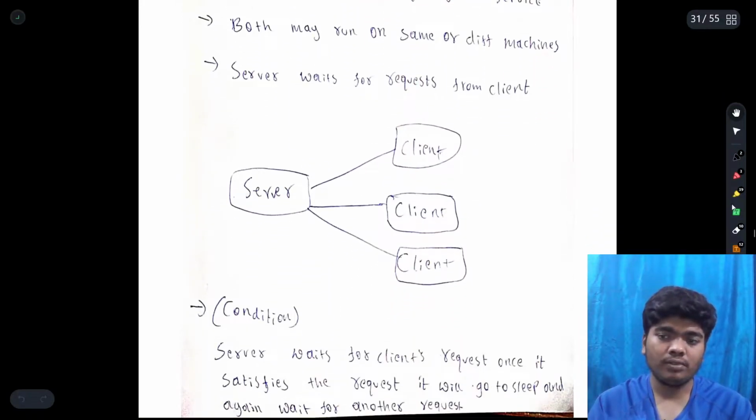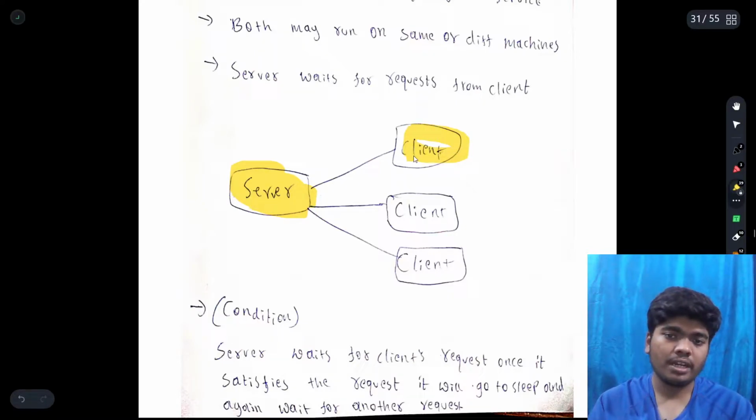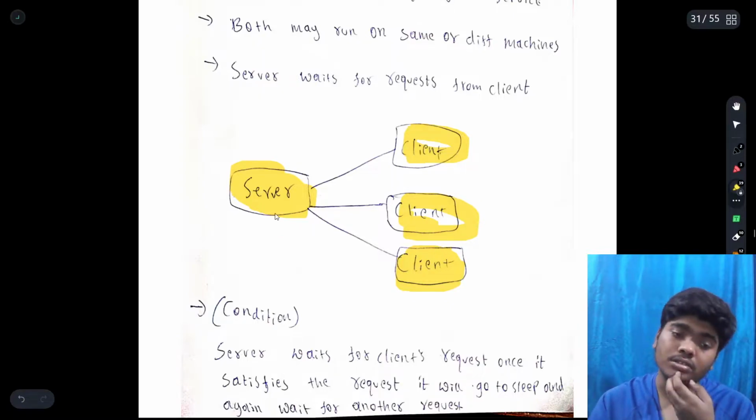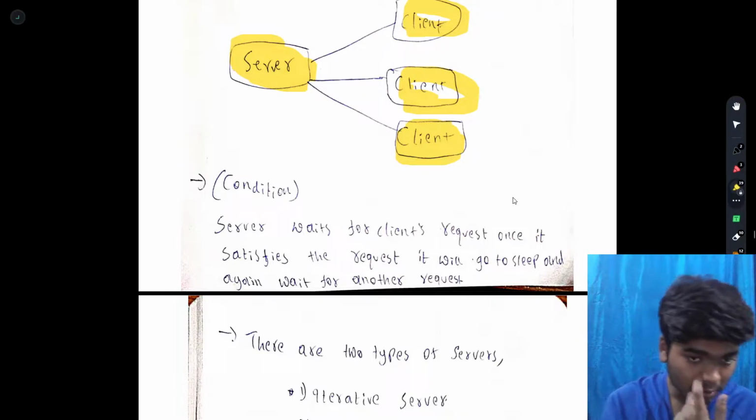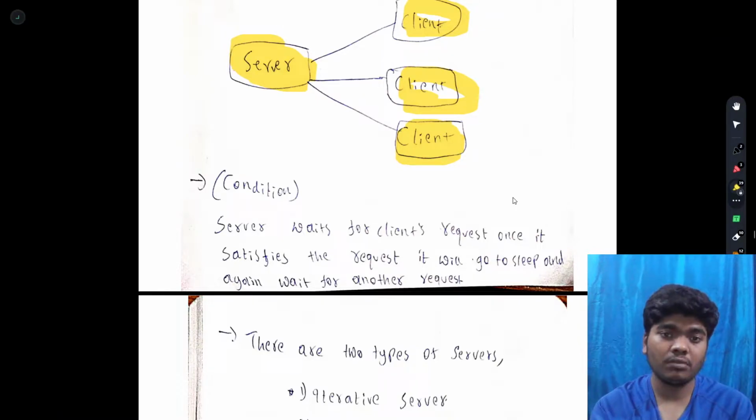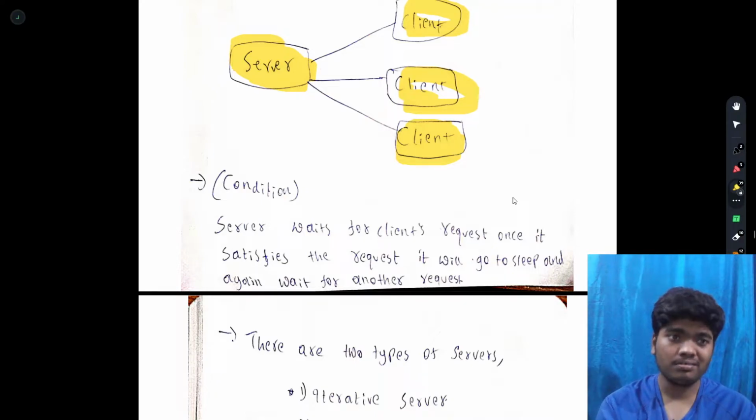Now we can see here, this is the server. It will get client requests like this, and it will resolve those issues. The server waits for the client's request. Once it satisfies the request, it will go to sleep and again wait for another request. So after the completion of a single request, it needs to get into sleep. I think we might have learnt all these things in operating systems, right?